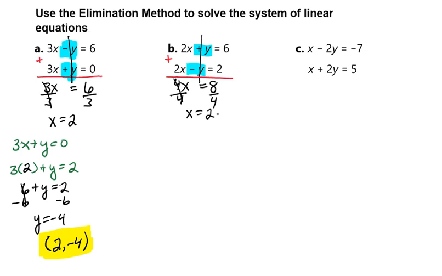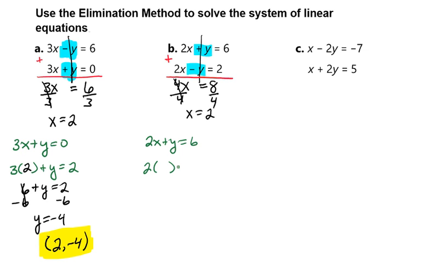x won't always equal 2, it just has this time and the last time. Then we're going to look at our equations, either the top one or the bottom one, and decide which one we'd like to plug our 2 into. I think this time I'm going to plug it into the top equation. So 2x plus y equals 6.